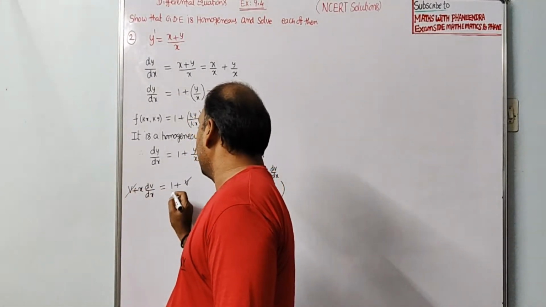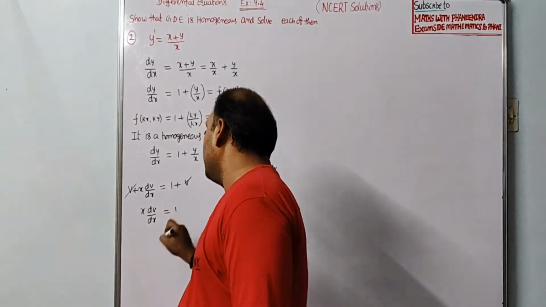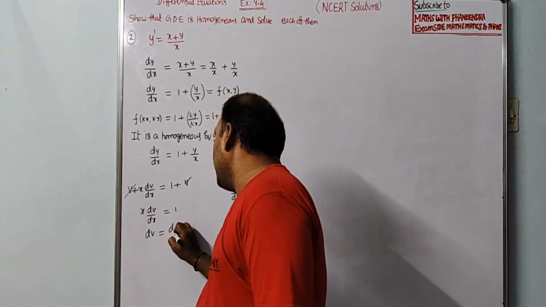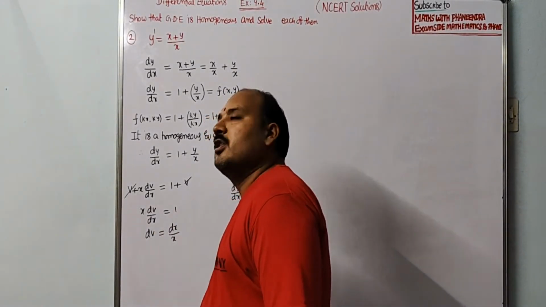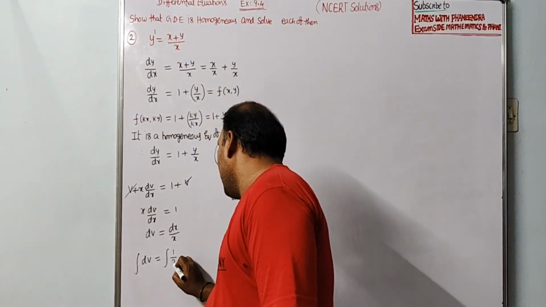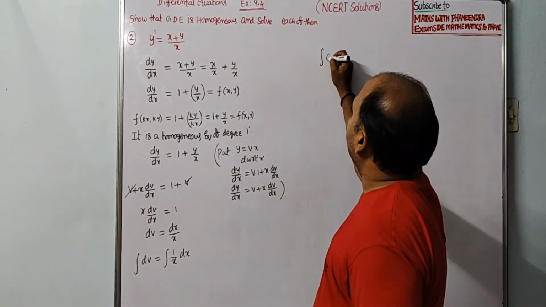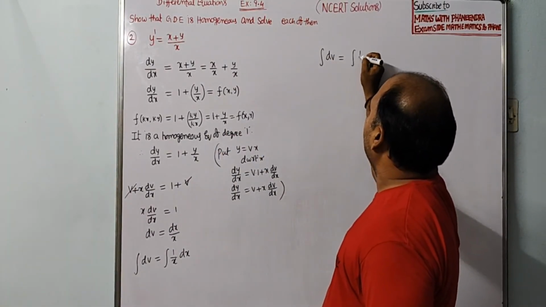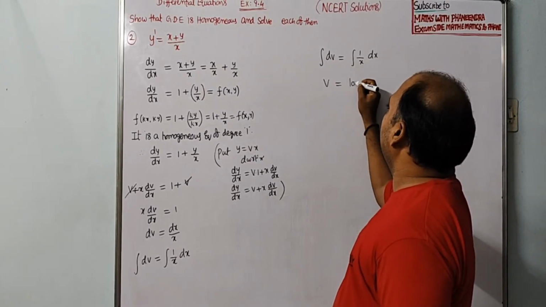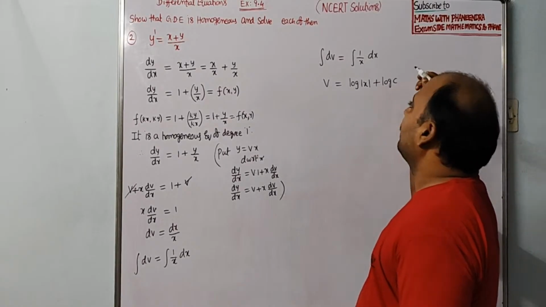Both sides v get cancelled. x into dv by dx is equal to 1. Separate the variables: dv equal to dx by x. Taking integration on both sides, integral dv equal to integral 1 by x into dx. Integral dv is v. Integral 1 by x is log mod x plus log c.